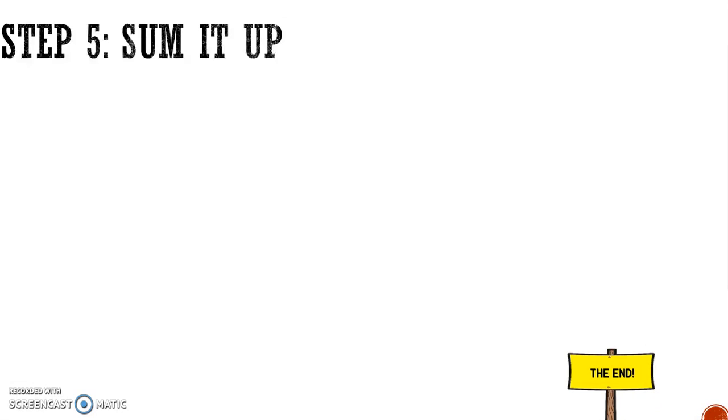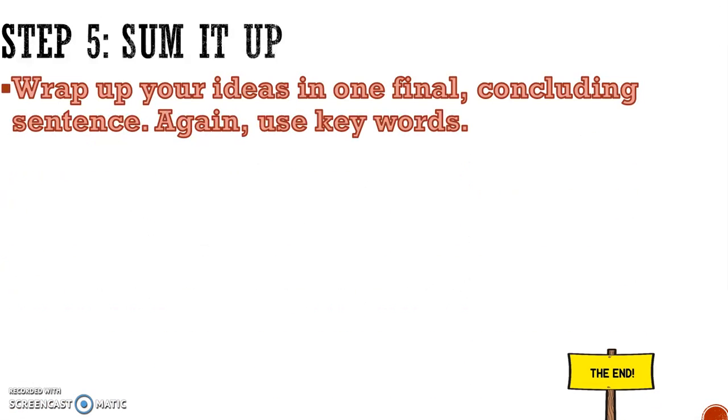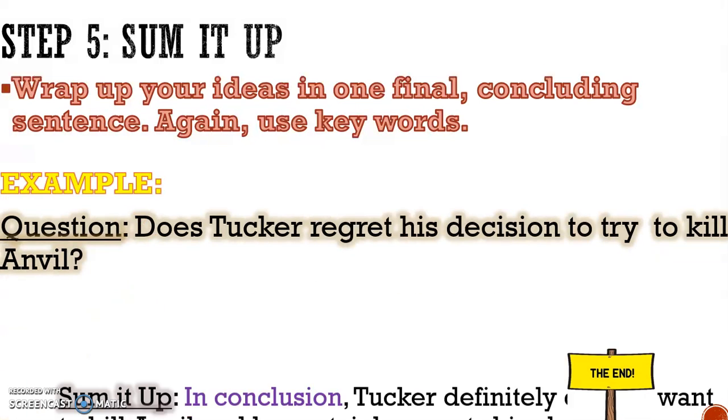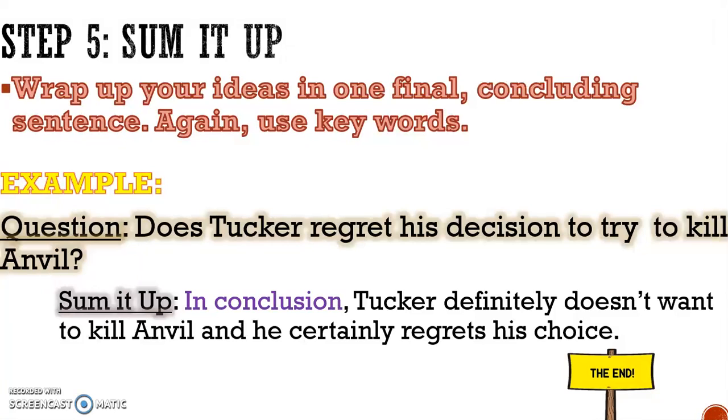Now that I've restated, answered, given two pieces of evidence, and explained those two pieces of evidence, I'm at step 5, which is sum it up. Wrap up your ideas in one final concluding sentence. Again, use keywords. So here's my question. Does Tucker regret his decision to kill Anvil?